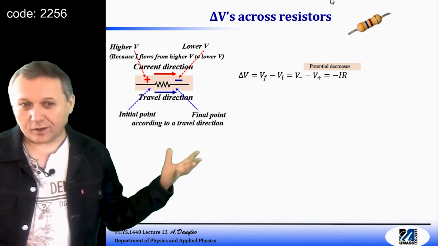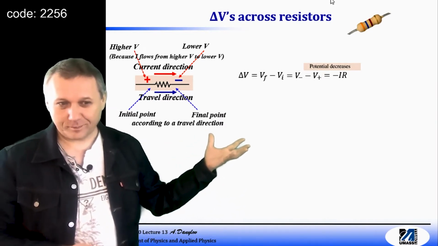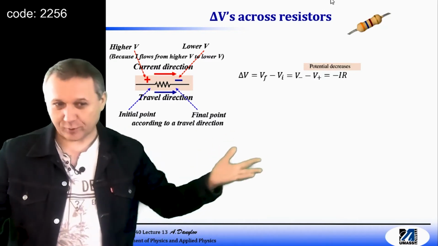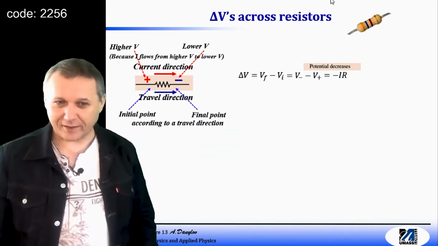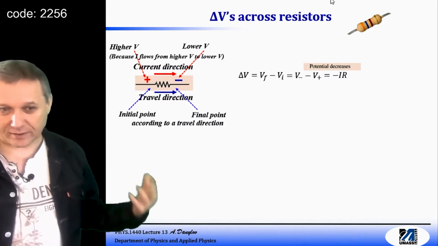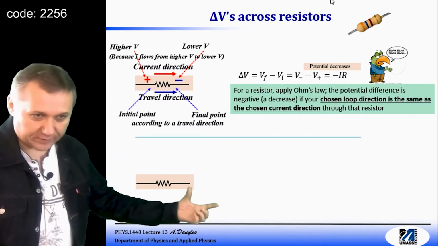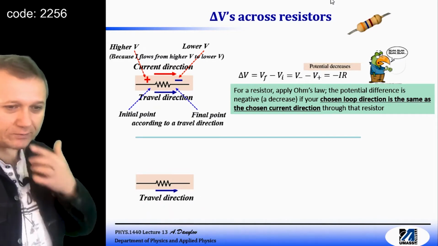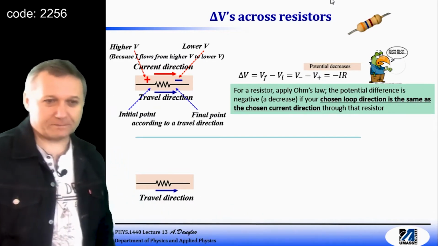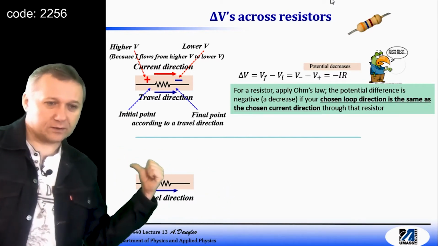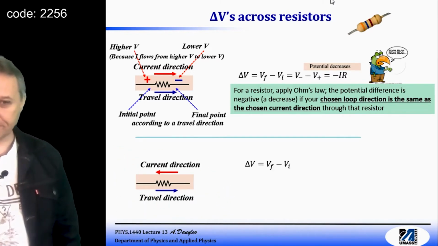And of course, now the last rule. What if these directions are opposite? You can guess immediately what the answer will be, right? You can run a similar analysis, but let's do it. So again, a resistor, you assume a direction. Let's say the travel direction is that way. And now let's assume you pick the current direction that way.